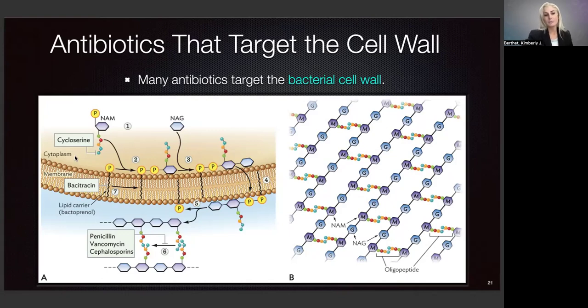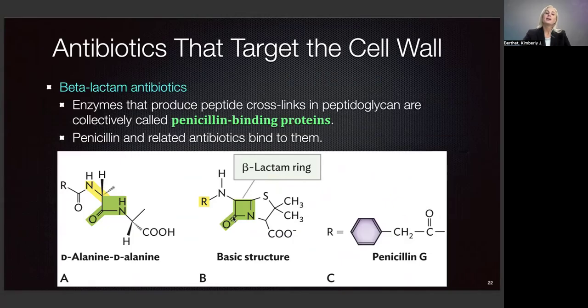where bacitracin is actually working on preventing the monomers of peptidoglycan, the NAG and NAM, from moving outside of the cell. Okay. Looking at most antibiotics that work on peptidoglycan, we call them beta-lactam antibiotics. So these are beta-lactam antibiotics. They use a beta-lactam ring. So here's our beta-lactam ring.